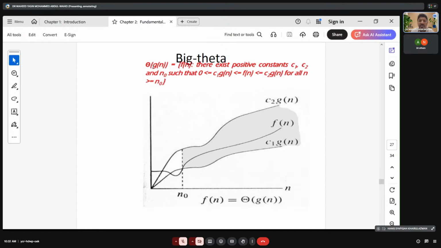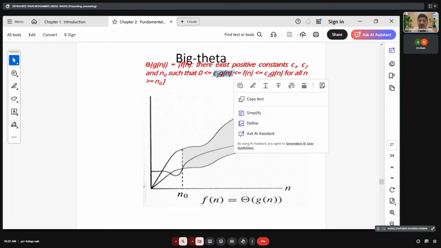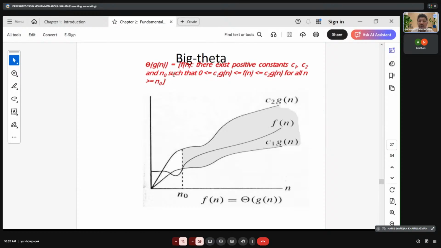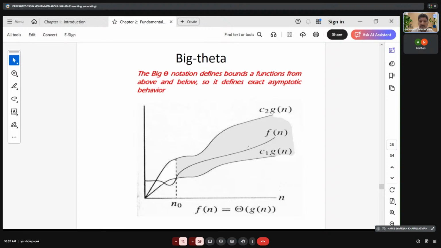We have big theta: there exist positive constants C1, C2, and N0 such that 0 is less than or equal to C1 g(n), which is less than or equal to f(n), which is less than or equal to C2 g(n), for n greater than N0. So big theta gives a range: C1 g(n) is the lower bound and C2 g(n) is the upper bound, and f(n) is between. The big theta notation defines bounds of a function from above and below, so it defines the exact asymptotic behavior.